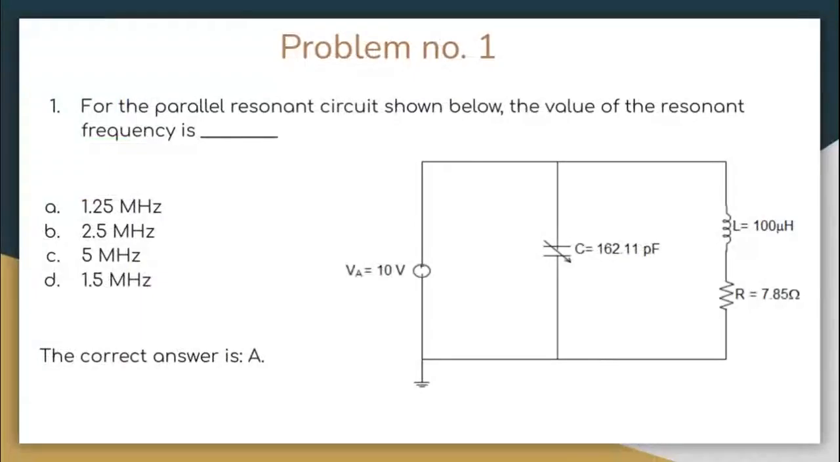Problem number 1. This is my sample with answer. Number 1. For the parallel resonance circuit shown below, find the value of the resonance frequency. As shown in the picture, VA is equal to 10 volts, C is equal to 162.11 pF, L is 100 uH, and R is 7.85 ohms. So what is the answer? Letter A, 1.25 MHz.